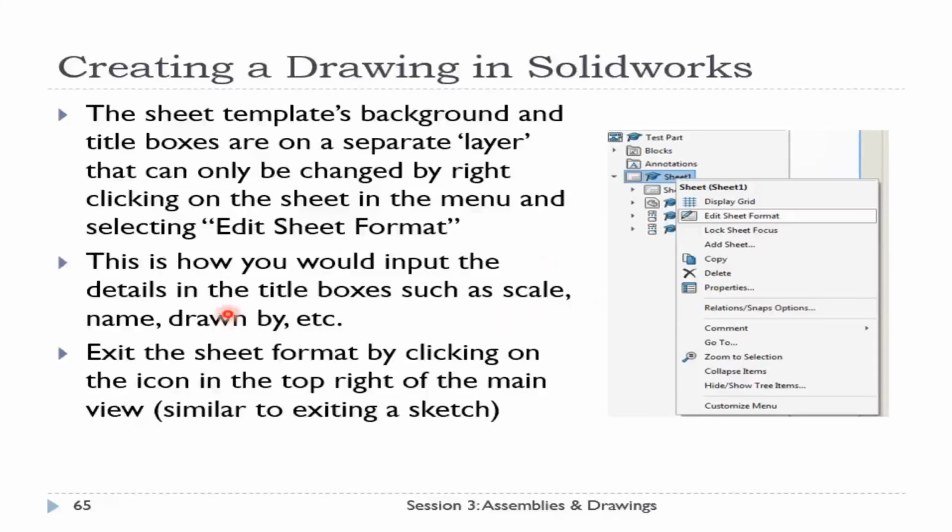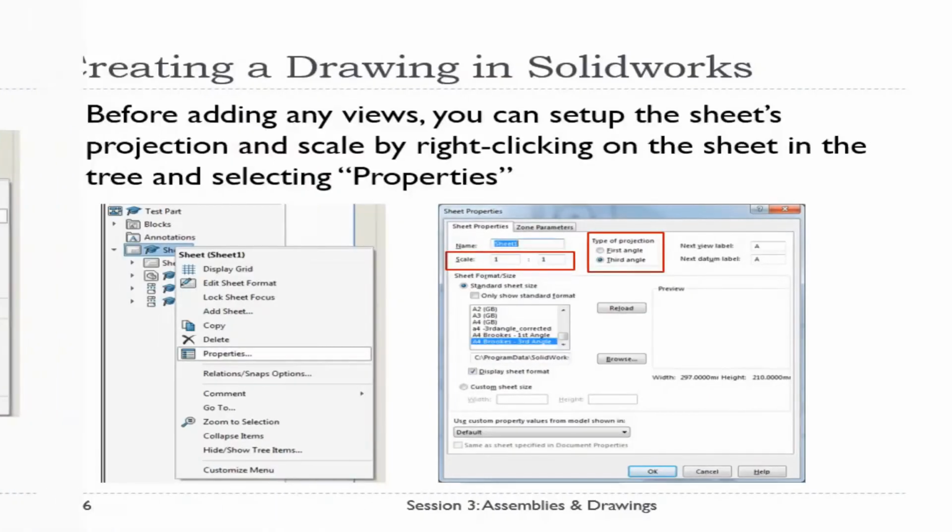So you would need to edit the sheet format to input information into the title boxes. So you can input scales, name, date, description, or any other information that you want to add. So once you have inputted all the information for the title blocks, you can exit the sheet format by clicking on the icon in the top right of the main view. So we will have a look at how we can do that shortly.